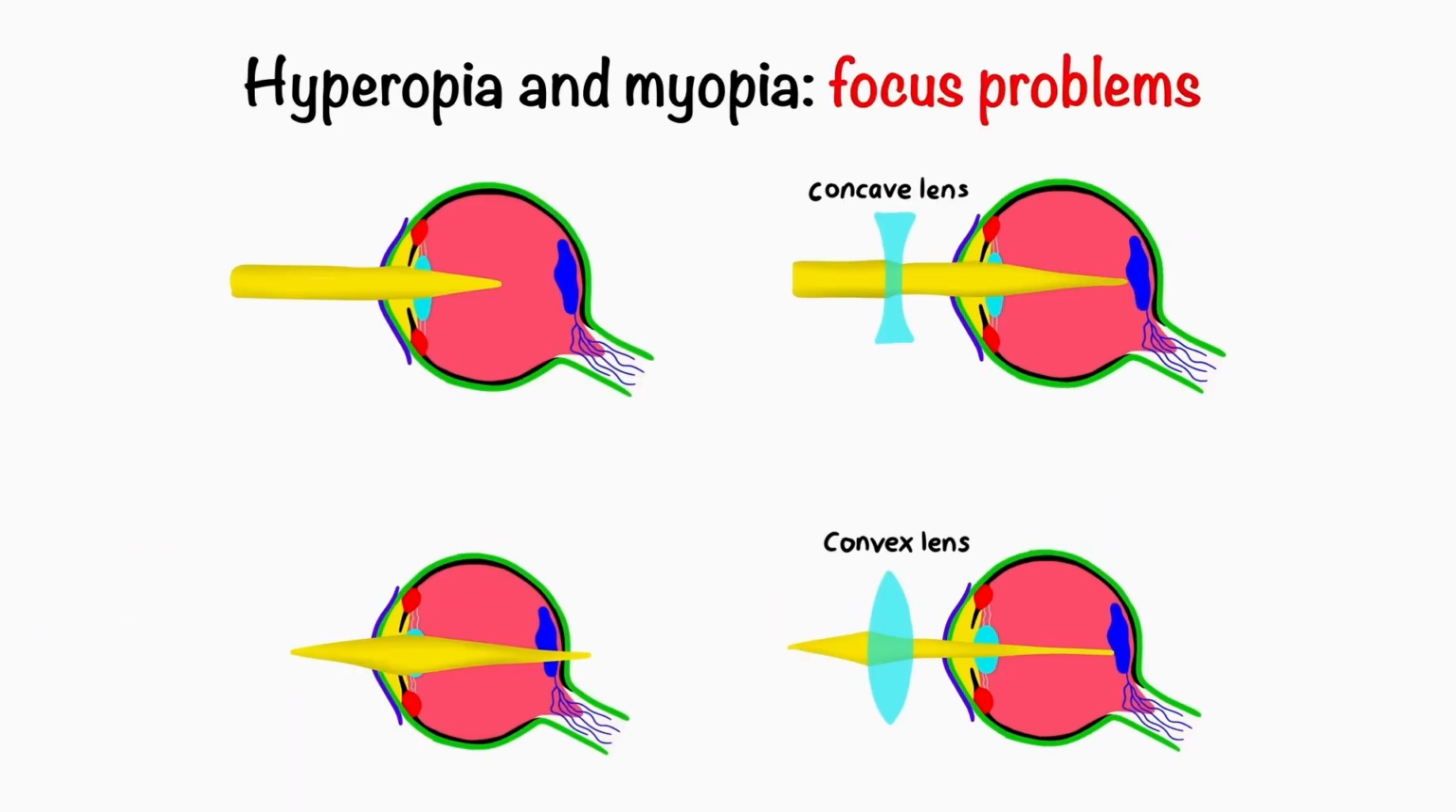Vision problems develop when the eye cannot properly focus light on the retina. The two most common vision conditions are hyperopia and myopia.